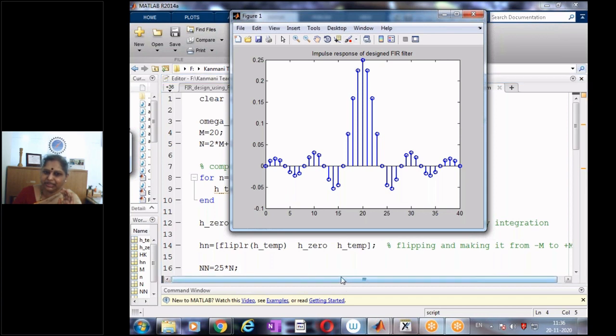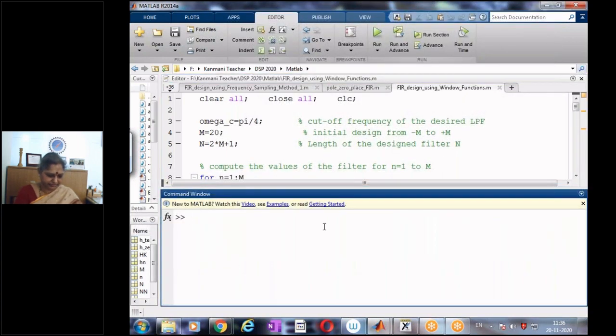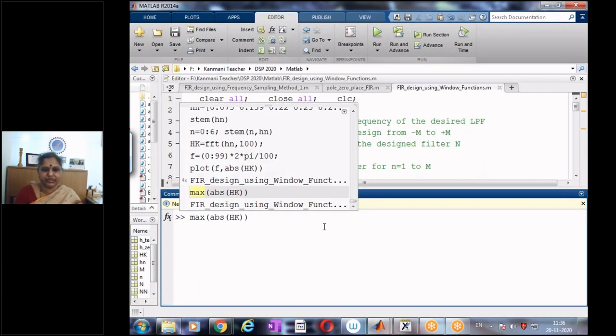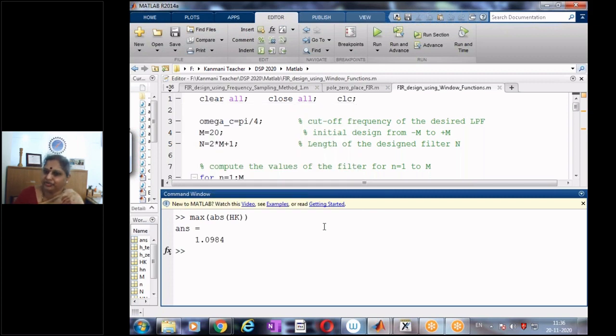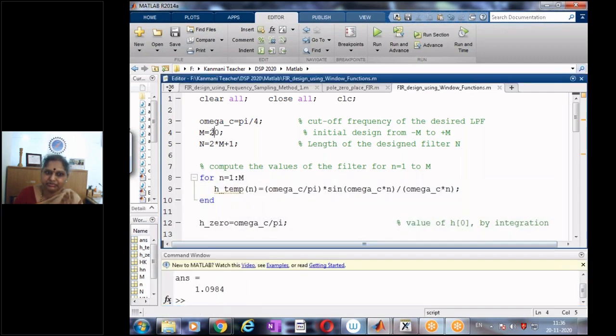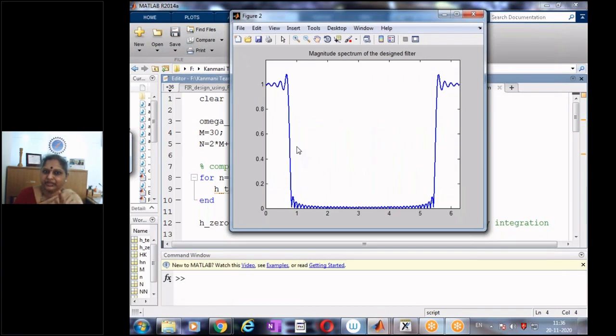Now let us see what the maximum value of the overshoot is. It is 1.09. The overshoot has not become 0, even though I made the number of values 41. Let me make it higher. Say I put m equal to 30, and let's run it. Again there's further improvement in our design. The transition band has reduced further.